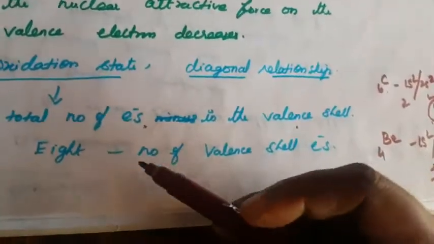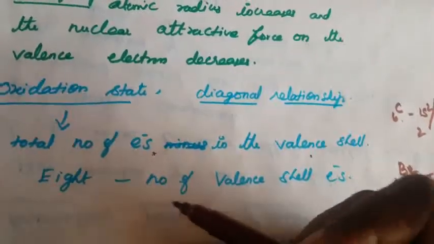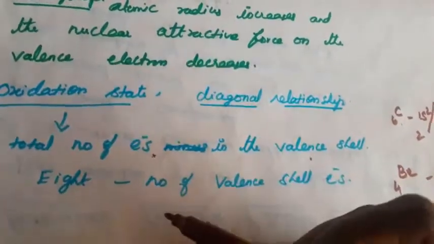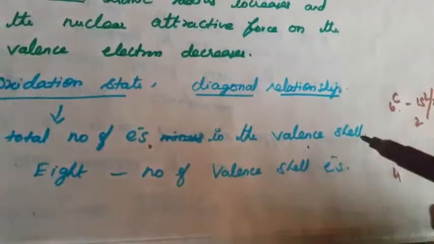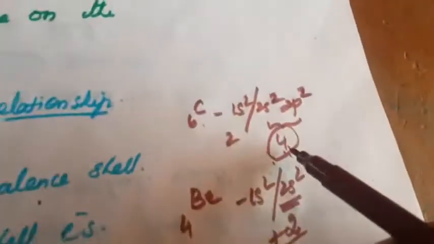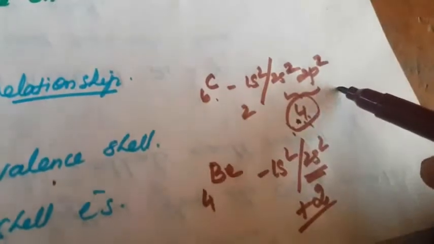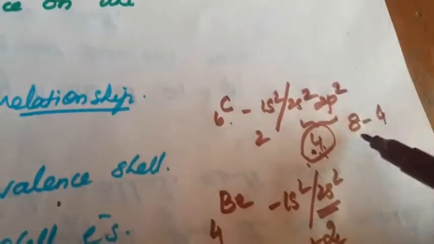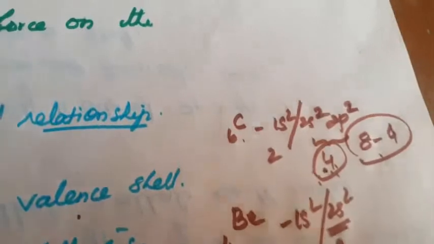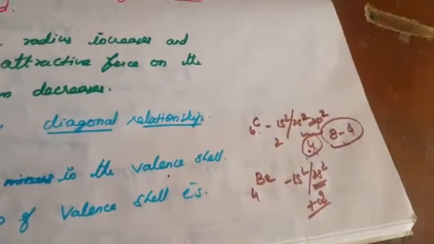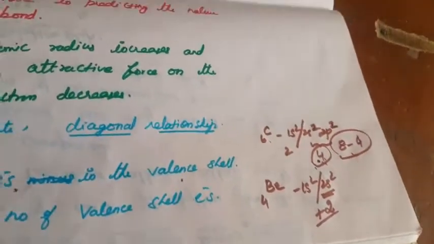Another way to calculate it is 8 minus the number of valence shell electrons. Suppose, as I already told, there are 4 valence electrons, right? What is the octet rule? The octet number 8 minus this 4 also gives the oxidation state for the given number. So this is the way you can calculate the oxidation state.